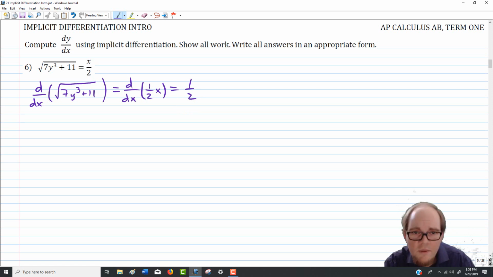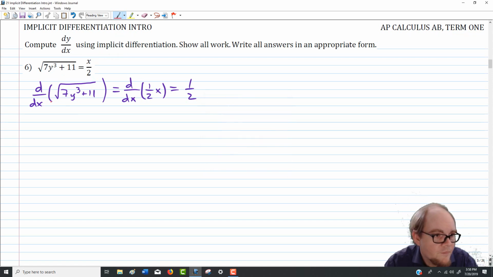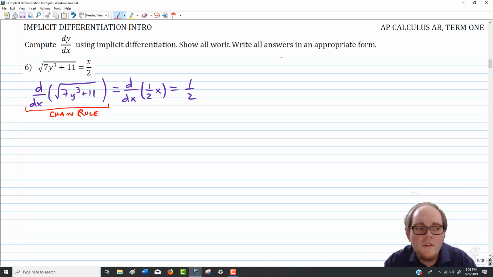On the left side, that's where the heaviest lifting is going to show up. We've got to do the derivative of this square root of 7y cubed thing. Got to deal with this mess. In order to do that, that's going to require the chain rule. And as I said, it's not just the implicit version of the chain rule. So for that, I'm going to go over to this side.